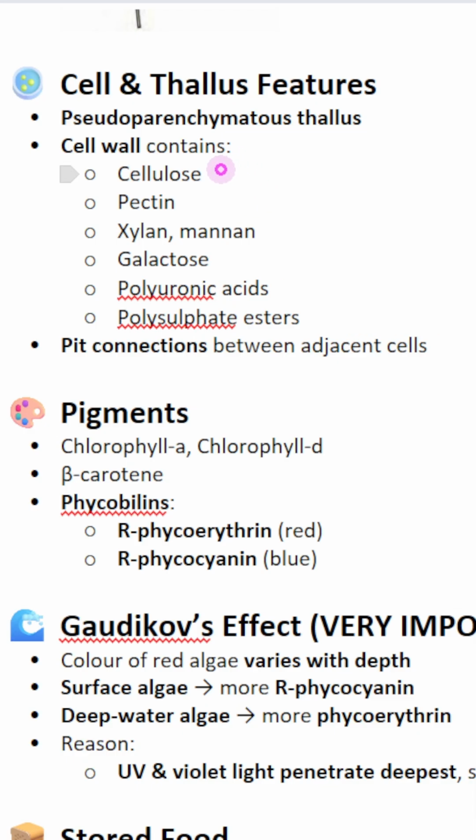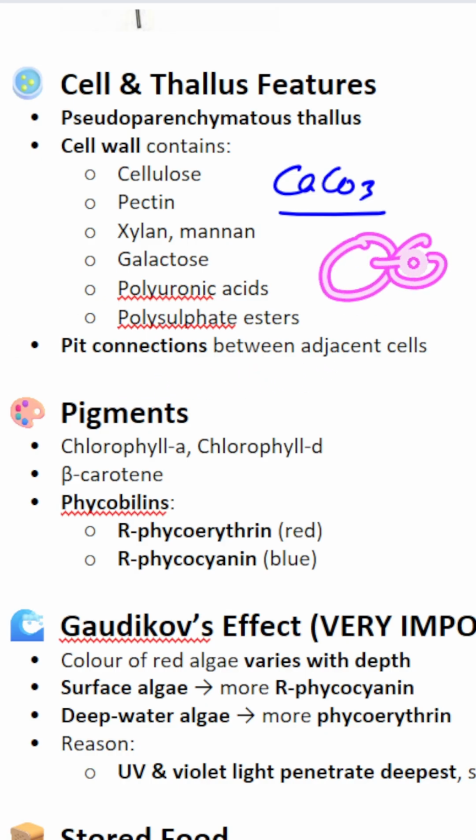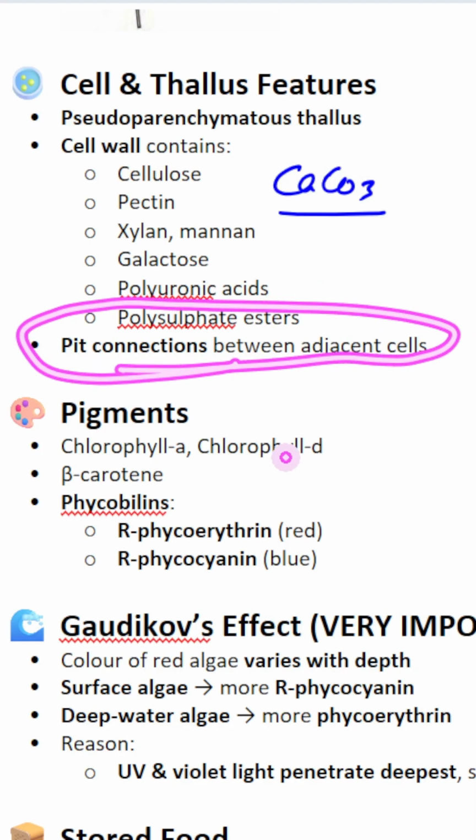The cell wall contains cellulose, pectin, xylan, mannan, galactose, polyuronic acids, and polysulfate esters. In addition to it, they also contain calcium carbonate. So this is the basic chemical component deposited on the cell wall. In addition, the adjacent cells are connected by pits, so they have a pit connection between the adjacent cells.